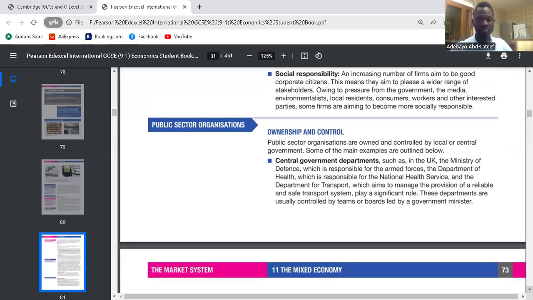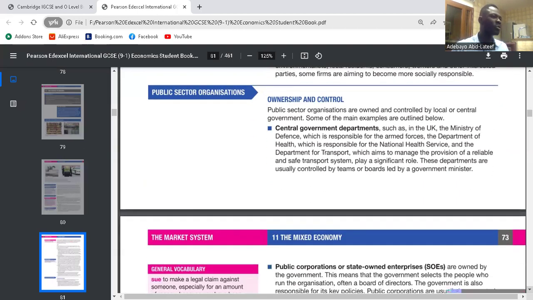Now we go to the public sector. Ownership and control. What does the public sector mean? A business that is controlled by government. Great. So when we talk about government, we have the central government, that's the federal. They control defense, health sector, education, and the rest.